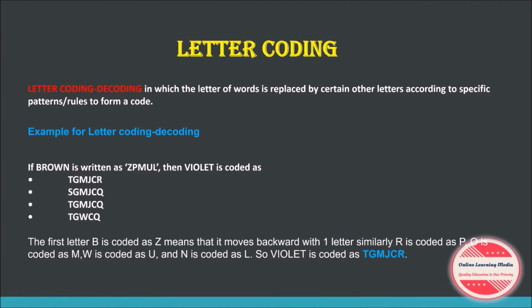Letter coding. Letter coding and decoding, in which the letters of words are replaced by certain other letters according to specific patterns or rules to form a code. Example for letter coding and decoding is, if brown is written as ZPMULA, then what will violet code be? The first letter B is coded as Z, meaning that it moves backward by one letter. Similarly, R is coded as P, O is coded as M, W is coded as U, and N is coded as L. So violet is coded as TGMJCR.